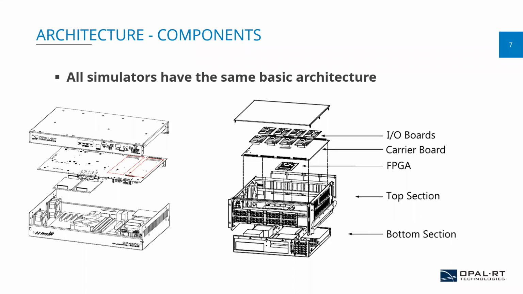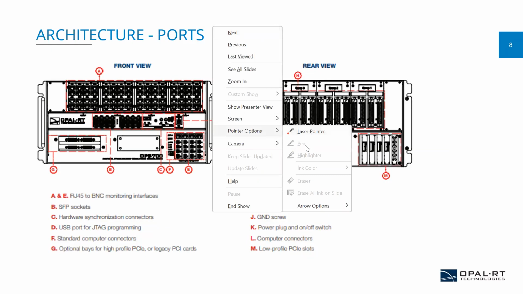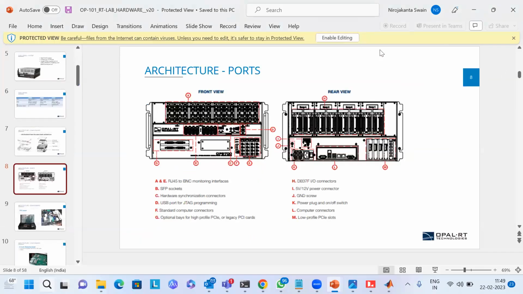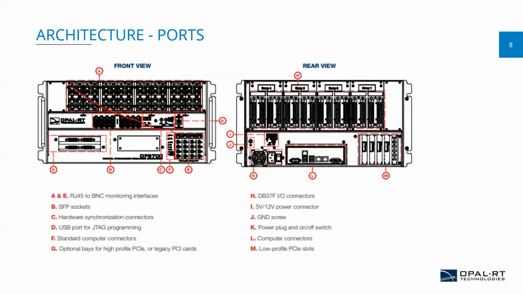And this is the architecture of the components of OP4510, the 4512 model, and this is its top cover. This is the carrier board which holds the IO board, and this is your FPGA. Sorry, it's a 5600, and this is the top section. It's a carrier board cover, and this is your bottom section. And this is your architecture port. This is your RJ45, BNC monitoring interface. You can connect from here to here. You can directly see your result in DSO.